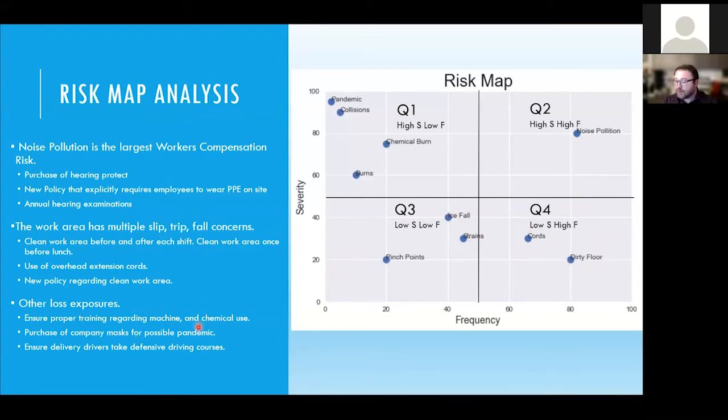Some of the other loss exposures: ensuring proper training regarding machine and chemical use. We may not have a lot of control over these high severity ones, but these ones we do. So we can ensure that people are properly trained. They know that if they touch that machine, they're going to get burnt.